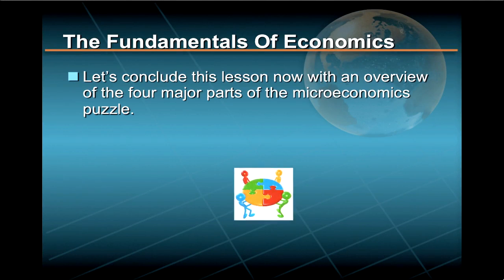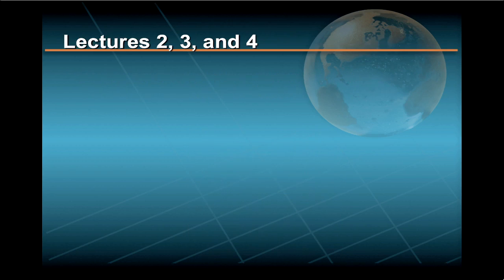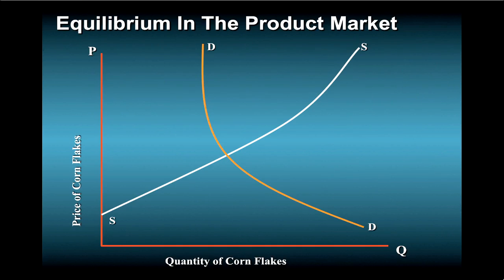Let's conclude this lesson now with an overview of the four major parts of the microeconomics puzzle that you will be studying over the next few months. In lectures 2 through 4, we'll take a very good look at how the forces of supply and demand reach an equilibrium in the product market, the market for consumer goods like autos and shoes and computers.